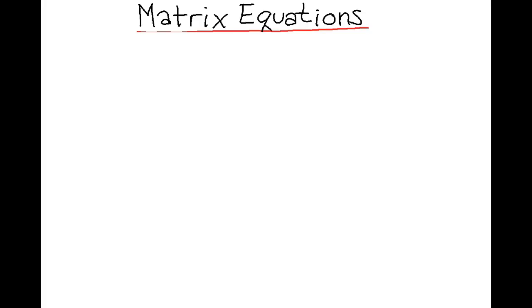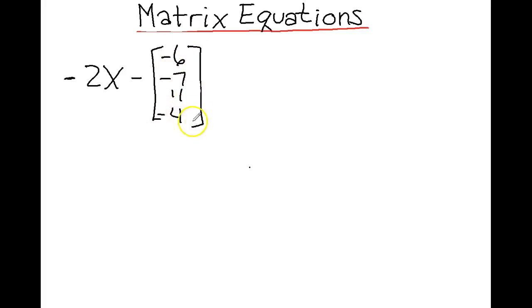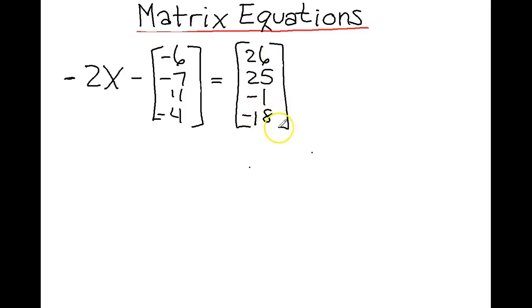So let's see. We could go ahead and do -2X minus a -6, -7, 11, -4 equals 26, 25, -1, and -18.